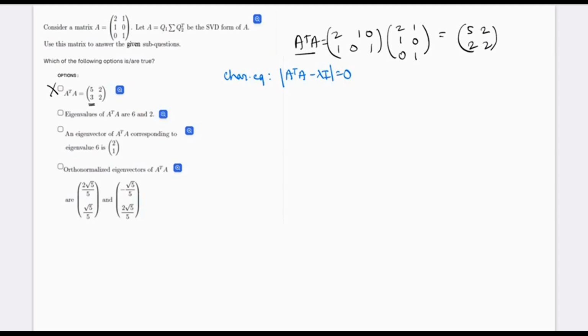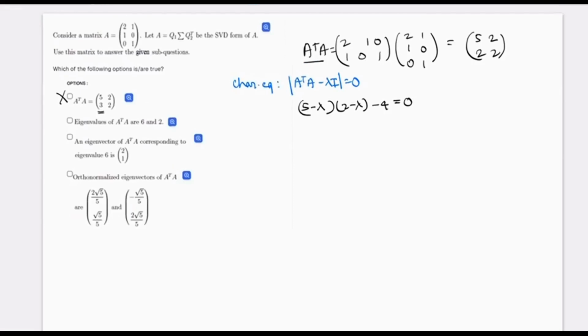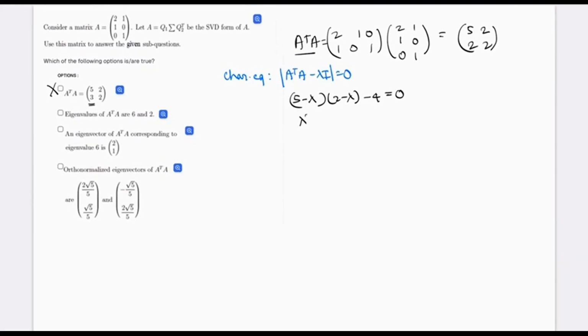So now if you solve for this, we'll get 5 minus lambda multiplied by 2 minus lambda minus 4 will be equal to 0. Now this means that we have lambda square minus 7 lambda plus 6 equal to 0, right? So this means lambda minus 6 times lambda minus 1 is equal to 0. So the eigenvalues are 1 and 6, right? Okay. So we've obtained 6, and the option says 6 and 2, so the option is 4.